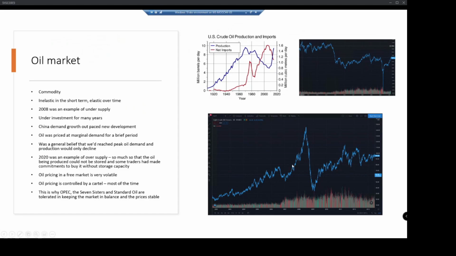2008 was an example of undersupply, and you can see that here. You can see the massive increase in oil demand. This was China, the change in Chinese demand in 2007-ish. China had obviously been building up, but they really ramped up here. And it basically fell off a cliff. There was no more supply to be had.